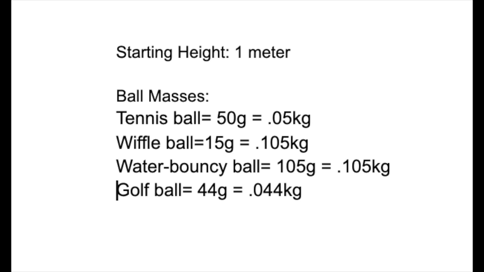We kept the height at which we dropped the ball from constant at 1 meter. The tennis ball weighed 50 grams, the wiffle ball weighed 15 grams, the bouncy water ball weighed 105 grams, and the golf ball weighed 44 grams.